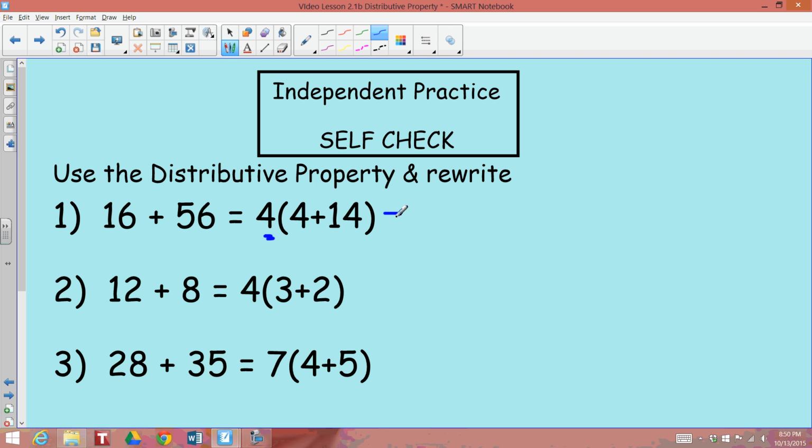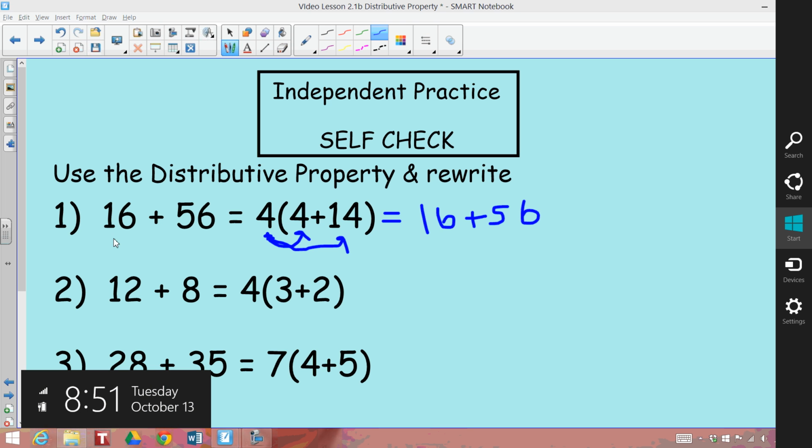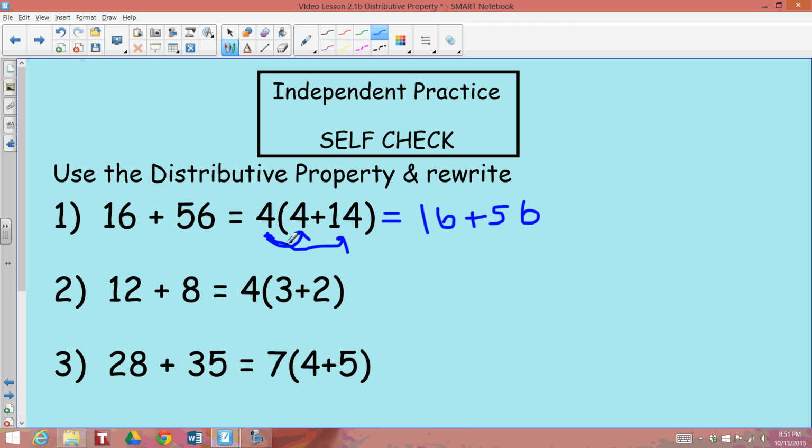I can prove this to you by using the distributive property and saying, okay, 4 times 4. I'm distributing the number 4 across the addends. So 4 times 4 is 16. And this is an addition problem, so I'm adding 4 times 14. And 4 times 14 is 56. So as you can see, I rewrote 16 plus 56 into 4 groups of (4 plus 14), and then I went back and proved to you that it is 16 plus 56 by using the distributive property.